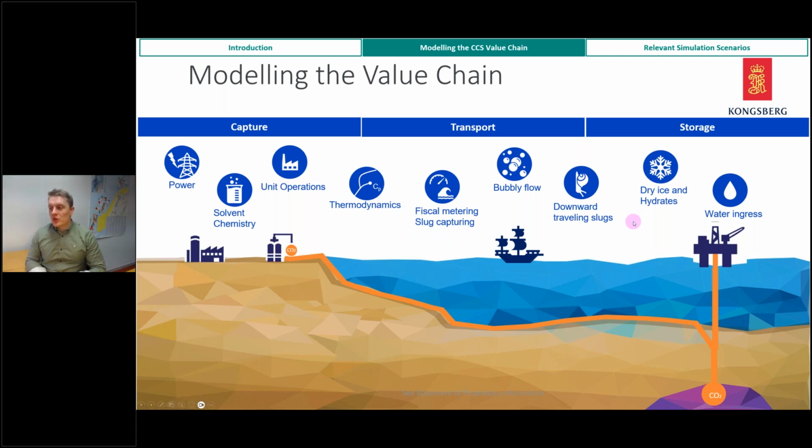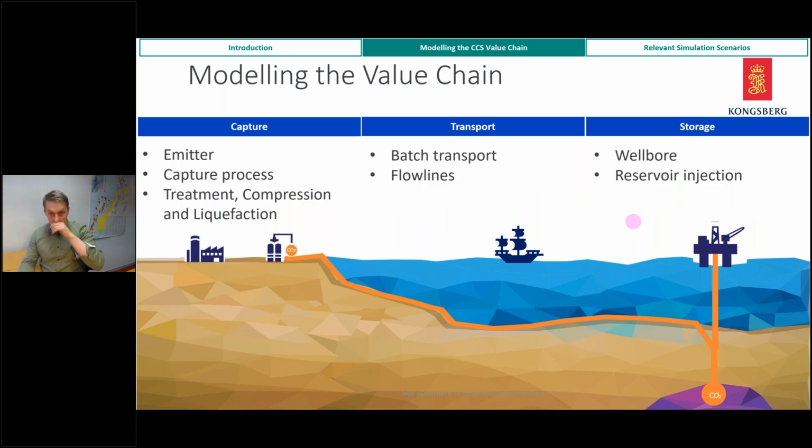Of course, when we get to the storage, you have dry ice formation, hydrate formation, and, for instance, questions such as water ingress into a reservoir. So these are the constituent parts of this simulation. But going forward in this talk, I'm going to try to focus more on the bird's eye view. So what does this value chain really comprise?